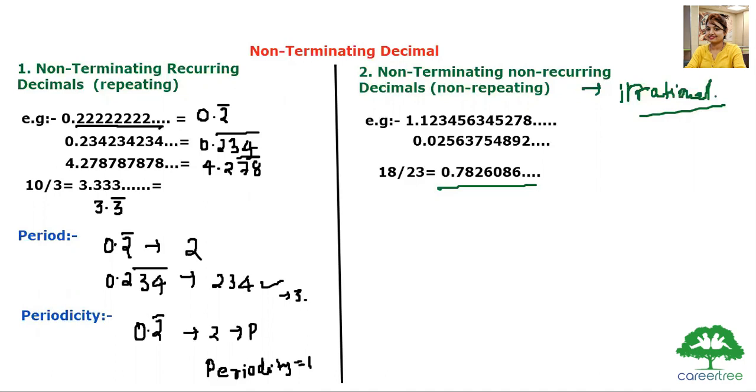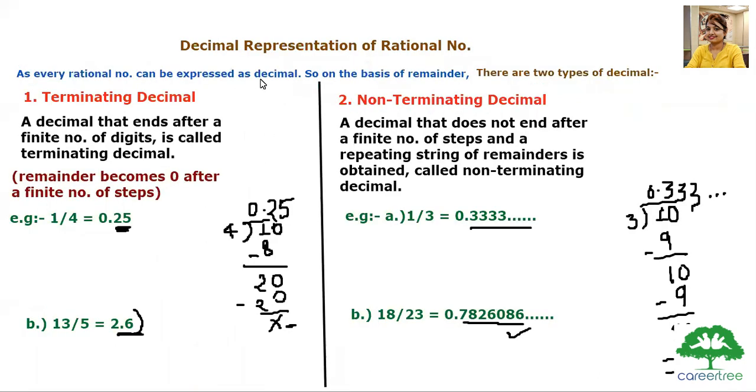So this was all about the classification or division of decimal representation of rational numbers.